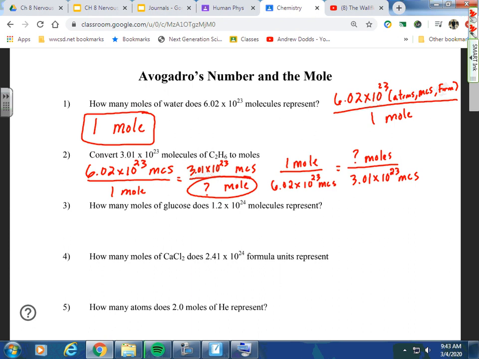So now the second thing is I've got to get this by itself. It's not by itself right now. It's being divided by 3.01 times 10 to the 23rd. So what I'm going to do is multiply both sides times that, because if I do that, it'll cancel this out.